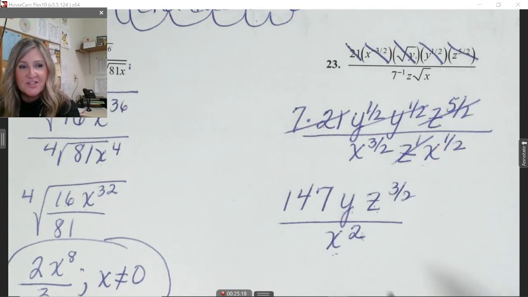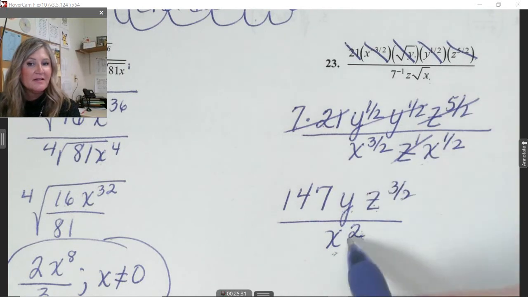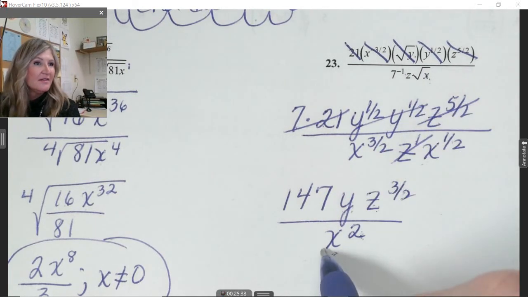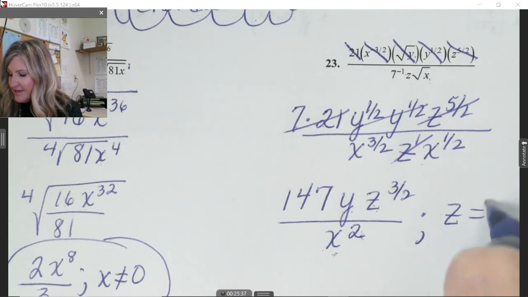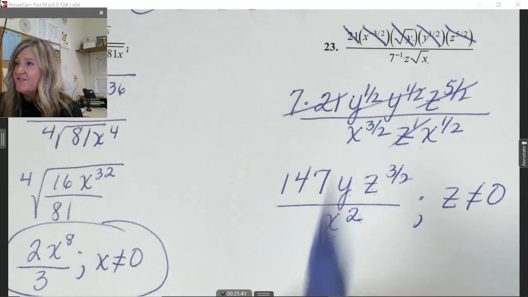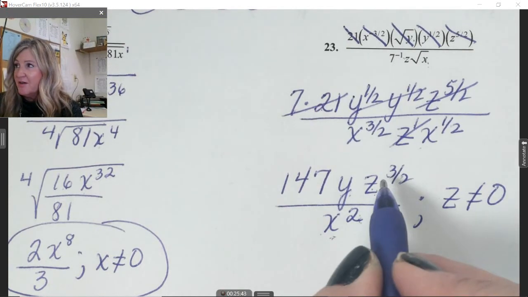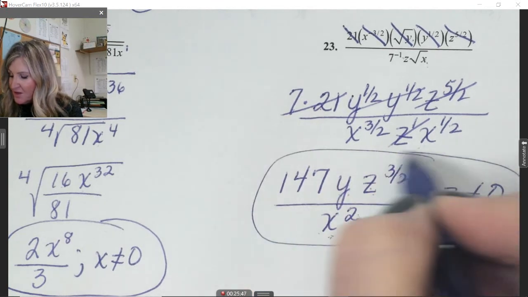What about restrictions? Do we need any restrictions? Check it out. Is the x okay? Yeah. Is the z okay? No. So what am I going to say then? Z cannot equal 0. Because if z equals 0, that one's undefined. This one would just be 0. So this would be a fine answer.